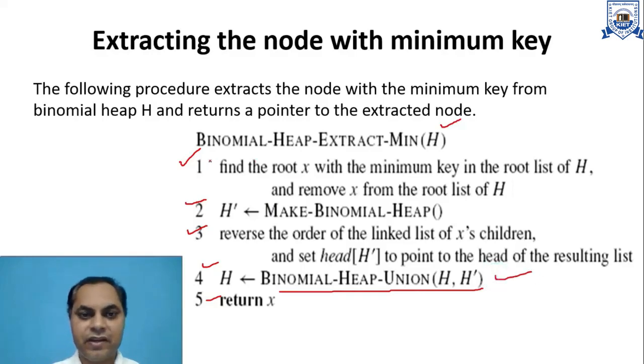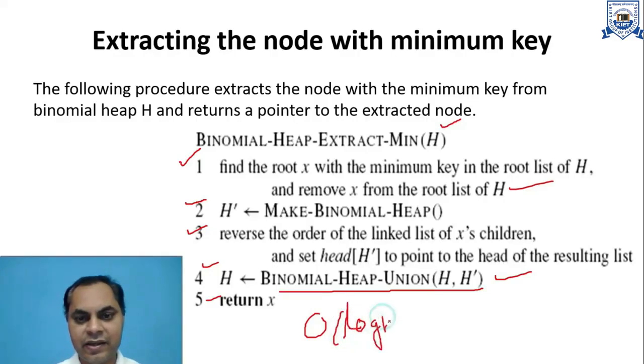And the first line, which is find the root x with the minimum key in the root list of H and remove x from the root list of H. Here we have to find the minimum in the root list of H, and as we already know, the maximum length of that particular root list can be log n. So the complexity of this whole algorithm is going to be order of log n. That means in log n time you can extract a node which has the minimum key.